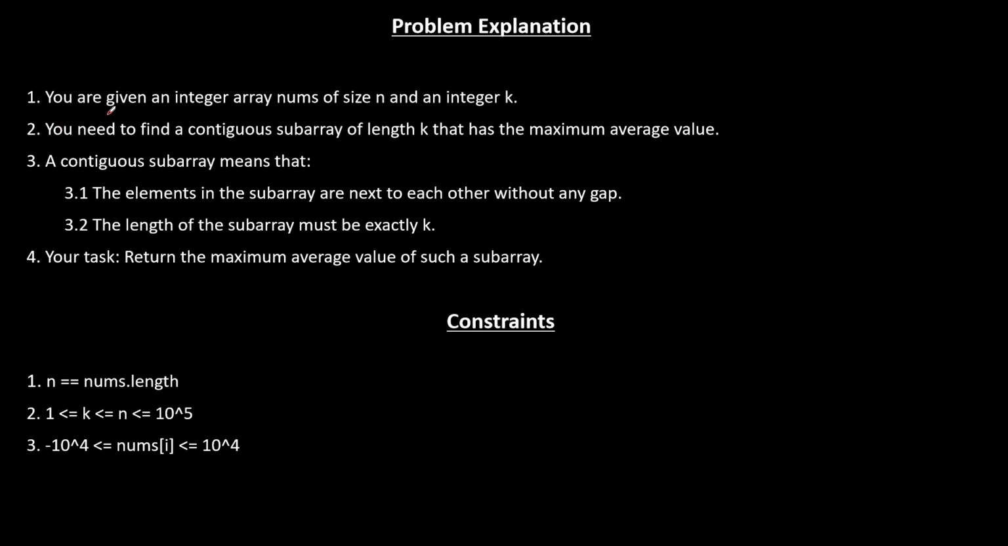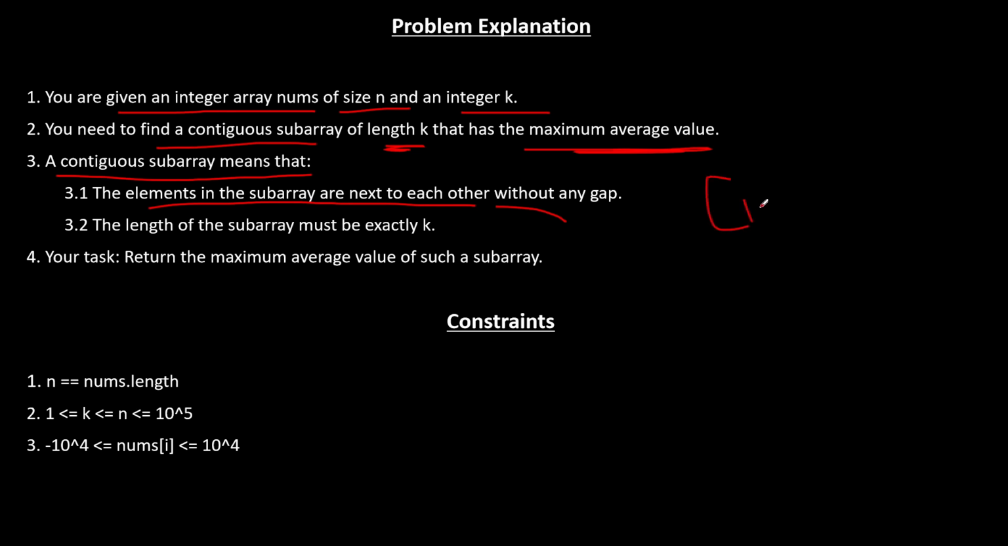So you are given an integer array nums of size n and an integer k, and you need to find a contiguous subarray of length k that has the maximum average value. Now, a continuous subarray means what? The elements in the subarray are next to each other without any gap. Okay, so this is an array having some values in it.